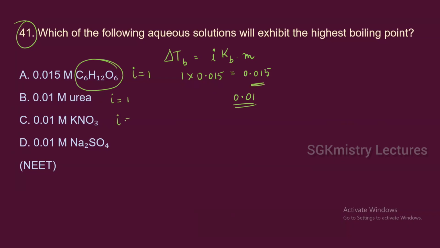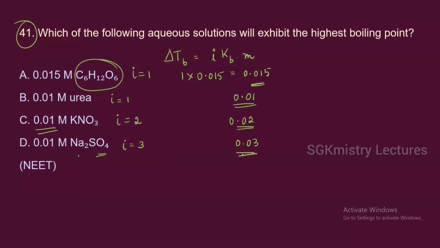Here the i is equal to 2 because two ions are formed, K plus and NO3 minus. So I have to multiply this concentration by 2. So I have 0.02. Here Na2SO4, I have two Na plus ions and a sulfate ion. So i is equal to 3. So here the concentration is 0.03.